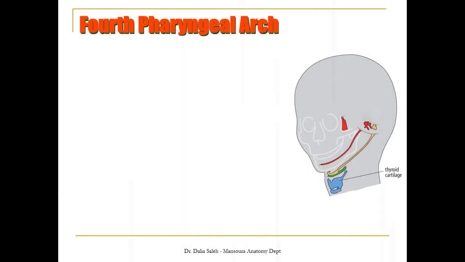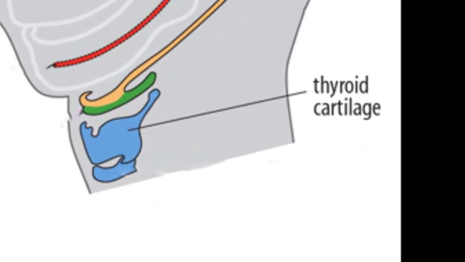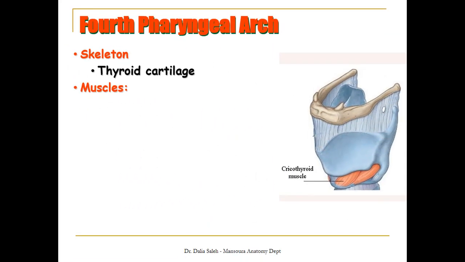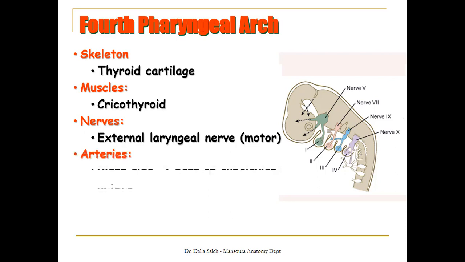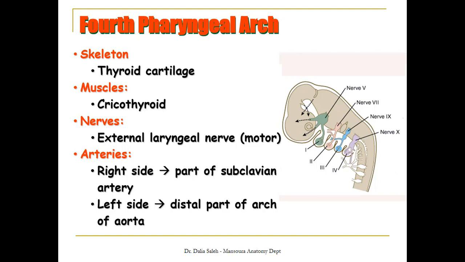Regarding the fourth pharyngeal arch, the skeleton will form the thyroid cartilage. The muscles will be the cricothyroid muscle, and the post-trematic nerve is the external laryngeal nerve, which is motor to the cricothyroid muscle, and we don't have a pre-trematic nerve for this arch. And for the arteries, on the right side we have part of the subclavian artery, and on the left side we have the distal part of the arch of the aorta.